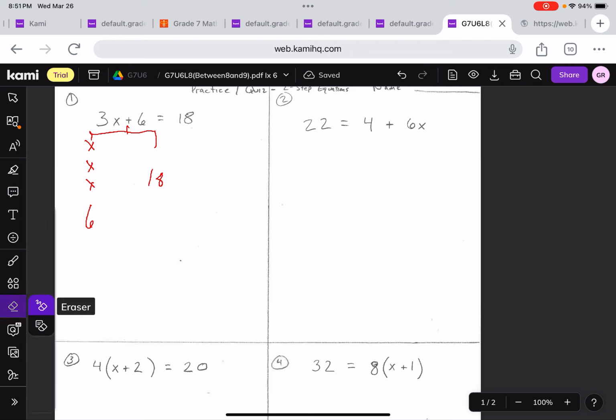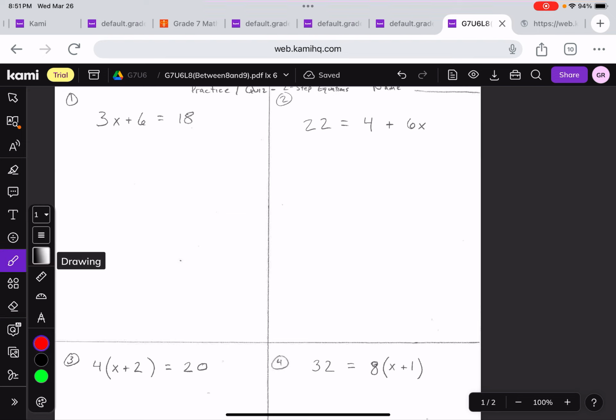So what you probably want to do is take off the 6 from each side. Notice how I did it to each side. 6 minus 6 is nothing. I'm left with 3 X's on this side. On this side, I'm left with 12. Then I want to take those 3 X's and split them 3 ways, and split this 12 3 ways. And that will tell me that 1X equals 4.